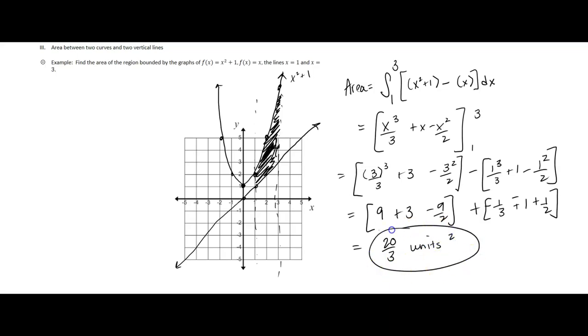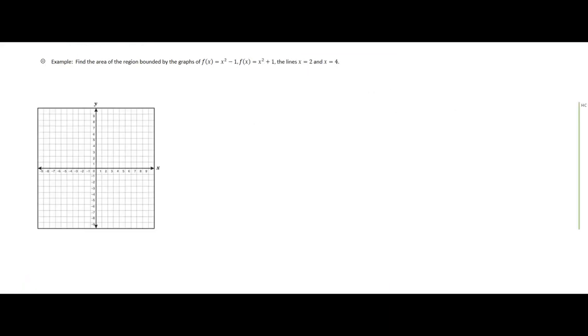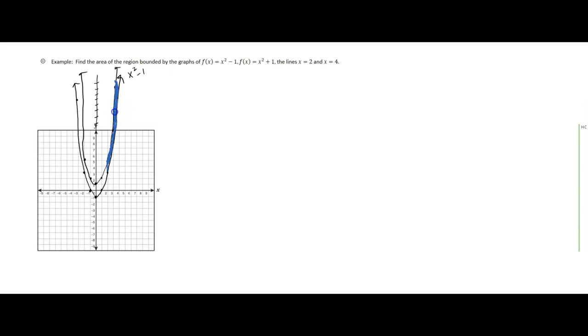This is still area. Okay, with this one, we're finding the area of the region bounded by the graph of f of x equals x squared minus 1, f of x equals x squared plus 1, and the lines x equals 2 and x equals 4. So again, I'm thinking of these two functions as the graph of x squared shifted either up or down. So when I graph these two functions and find the area, or the section between x equals 2 and x equals 4, you can see we're looking for the area of this long, skinny blue region right here.